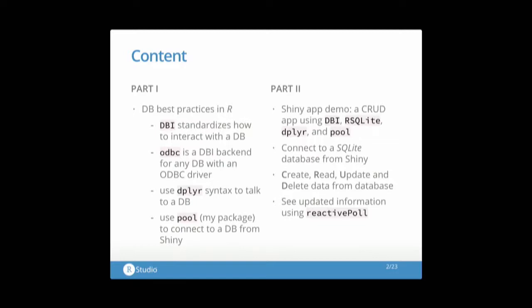So very quickly, DBI is a package that helps you standardize your interactions with the database from R. ODBC is a really powerful DBI backend, which will make sense when I get to it. dplyr is probably the package that most of you know here. That's a package that is really great for wrangling and transforming data in a tidy way, and it can be used for databases as well. So not only memory data, but also remote data.